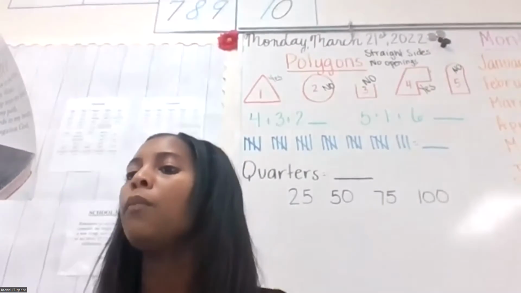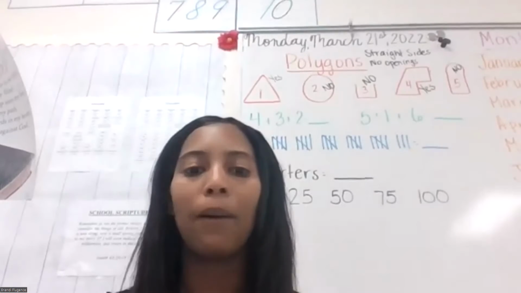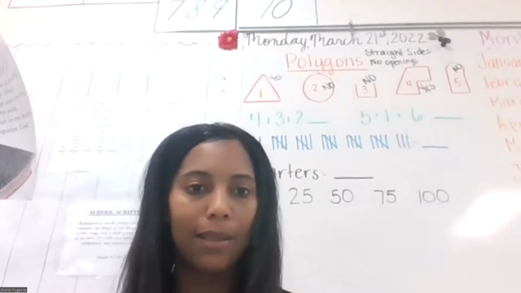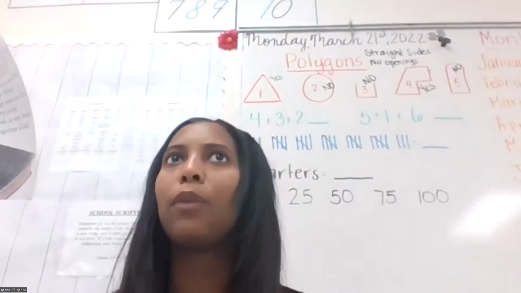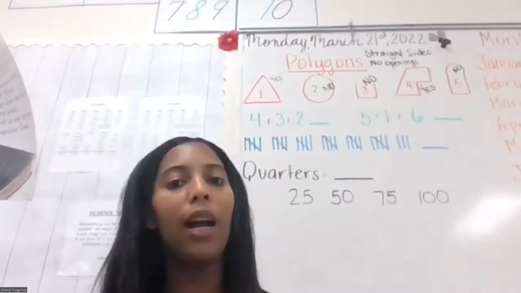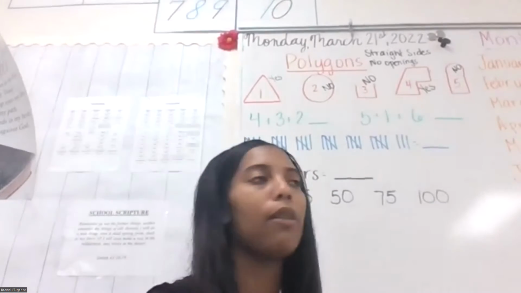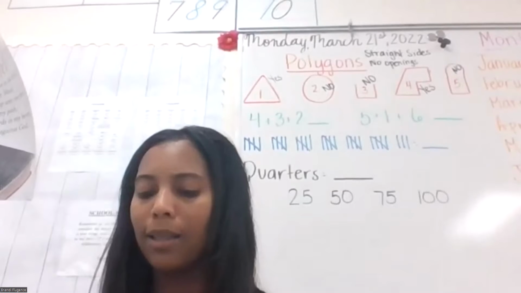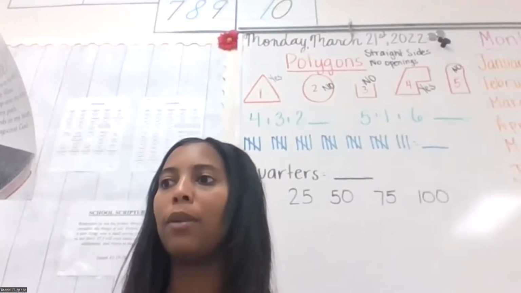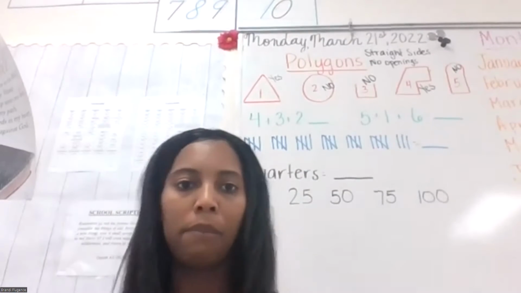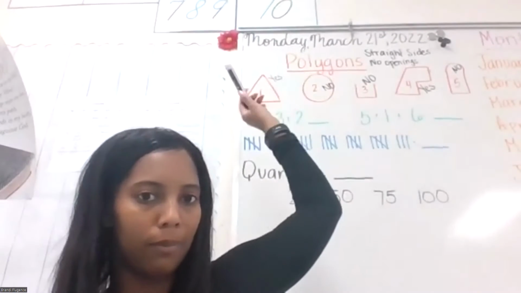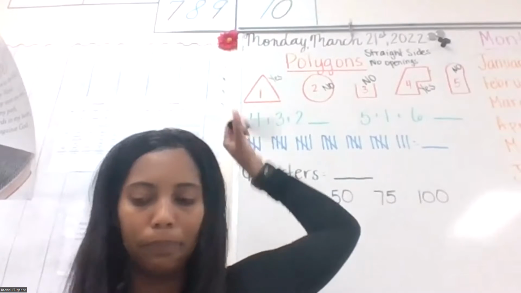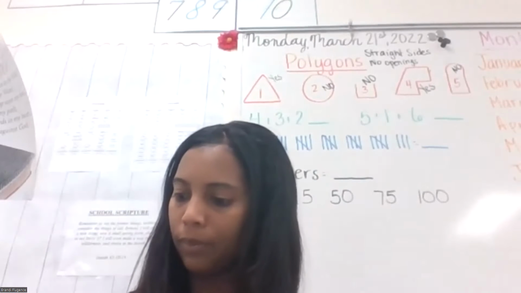So look in your book where it says draw a 3-sided polygon. Now there's only one shape that has 3 sides. What shape would have 3 sides? Triangle. So go ahead and draw a triangle in that first box. A 3-sided polygon, 3 lines, 3 sides on the triangle. We know how to make a triangle, right? Number 1 was a triangle.